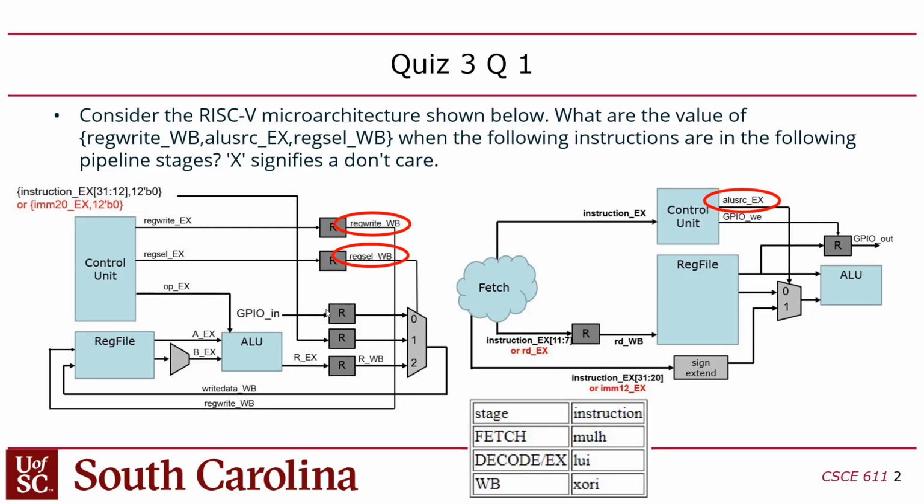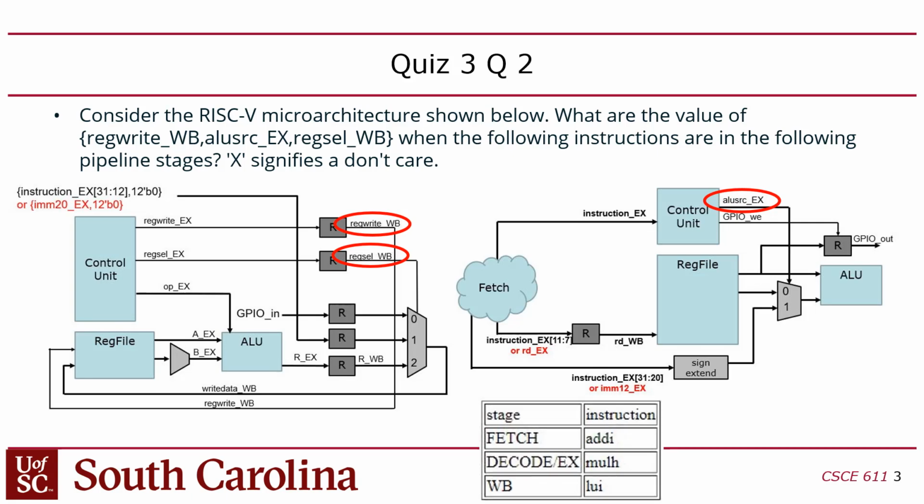The ALU source EX determines what the second input on the ALU is for whatever instruction is in the EX stage, because of the EX suffix. So that's the LUI. ALU source EX is going to be 0 for an R type and 1 for an I type, and you don't have to memorize that.